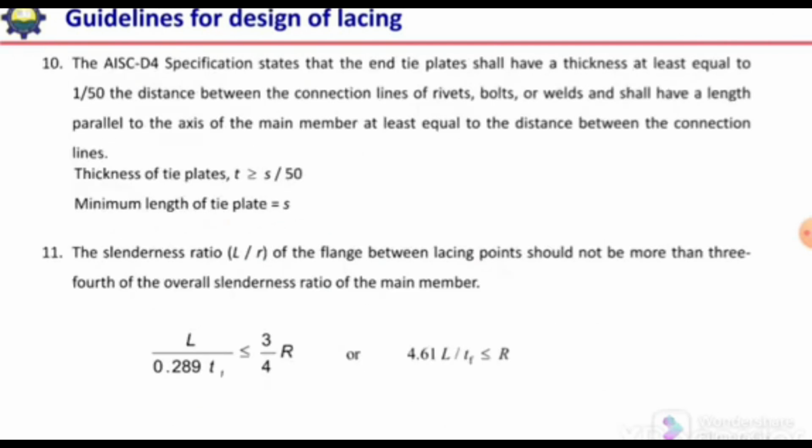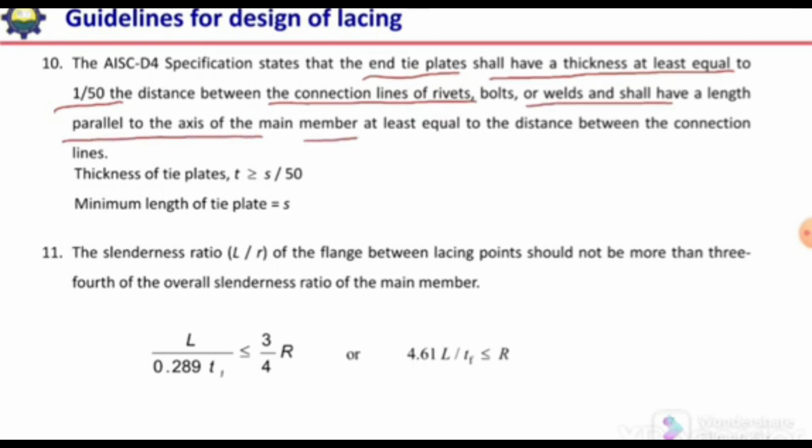Okay, the next is regarding the end plates. The AISC specification states that the end tie plates shall have a thickness at least equal to 1/50 the distance between the connection lines of rivets, bolts or welds, and shall have a length parallel to the axis of the main member at least equal to the distance between the connection lines. Meaning the thickness of the tie plate should be greater than S/50, where S is the distance between the rivets or welds, and the length of the tie plate should be equal to S.